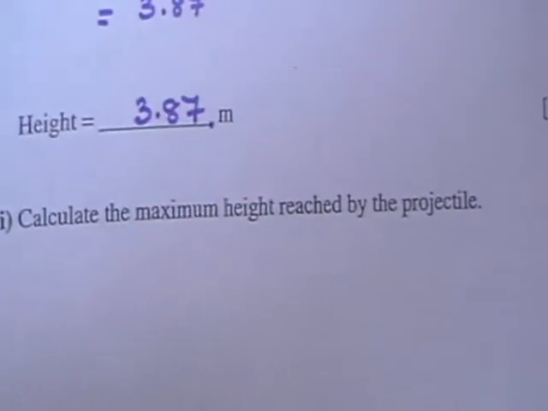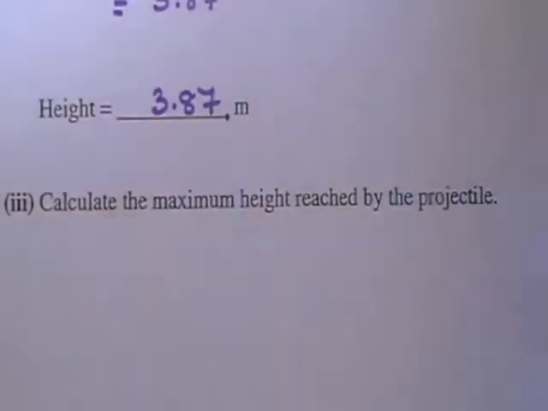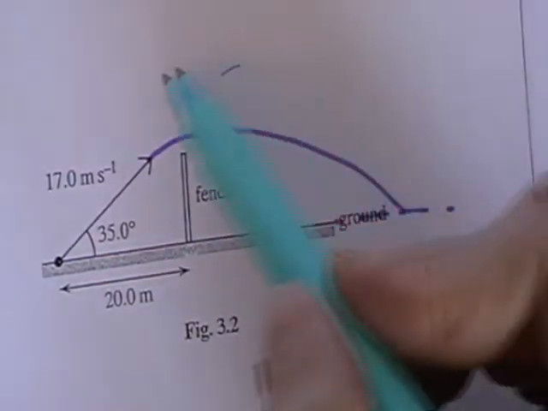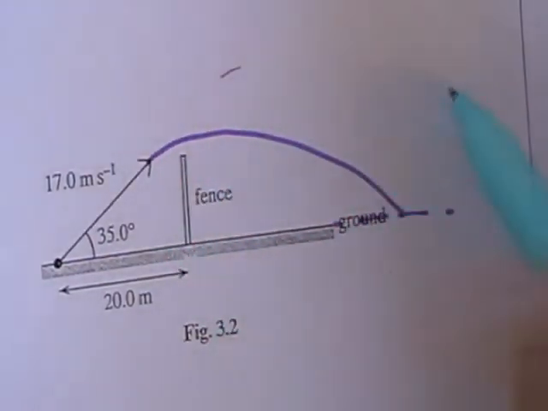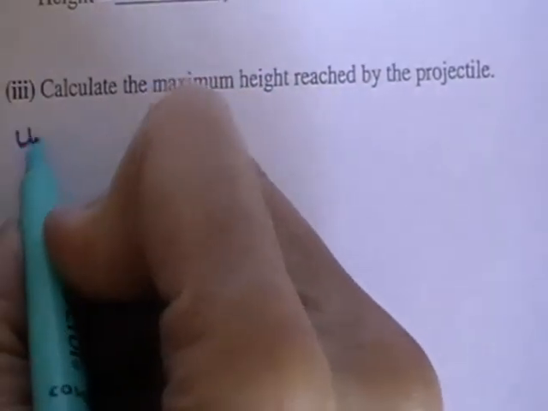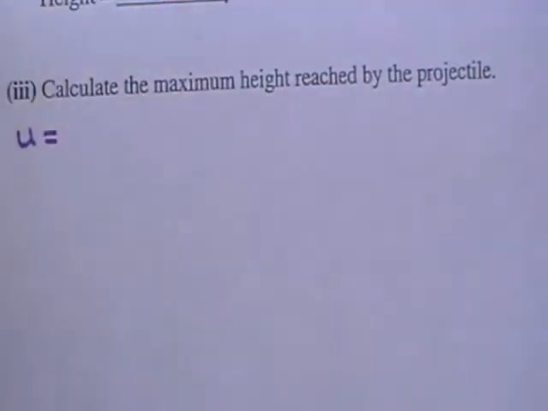It then says calculate the maximum height reached by the projectile. And so we know that if we have a quick look at that again, it has just made it over the fence, but it goes to a greater height, a much greater height actually than that probably. So to calculate maximum height, we know the initial vertical velocity, so that's a vertical thing we have to find, the vertical height.